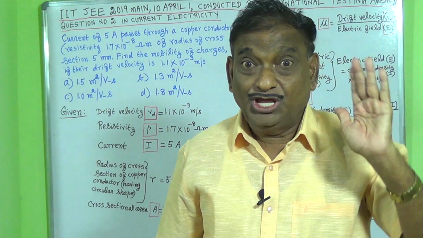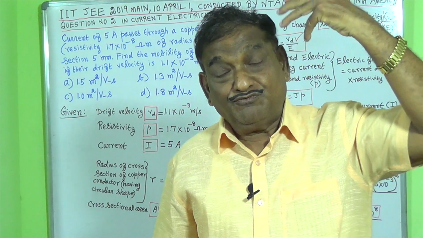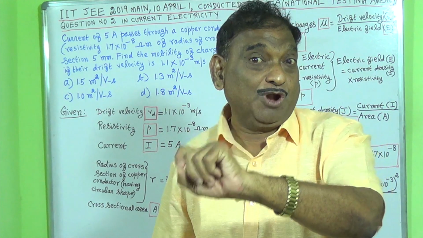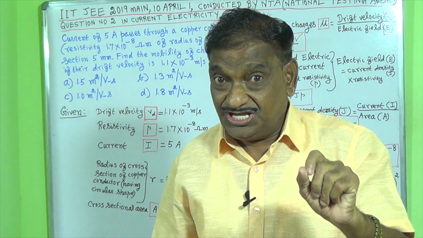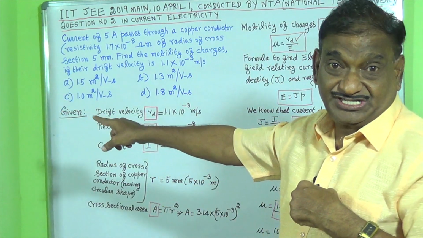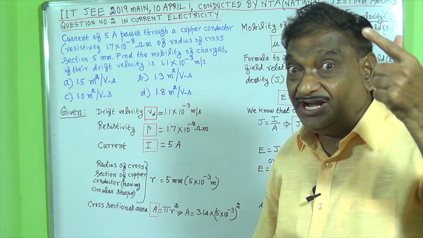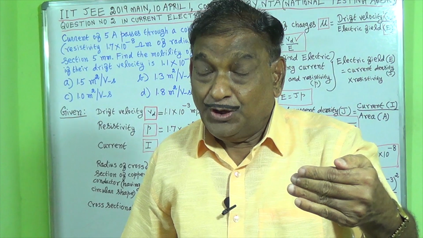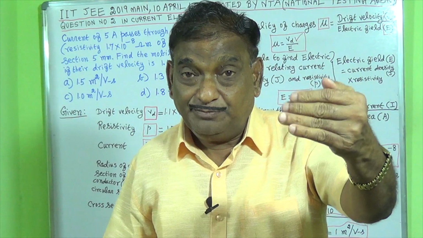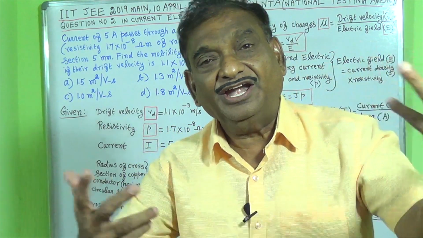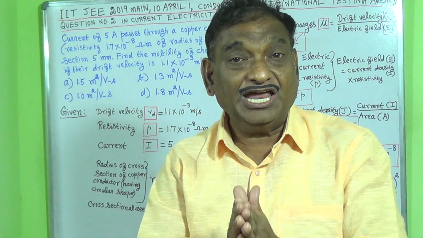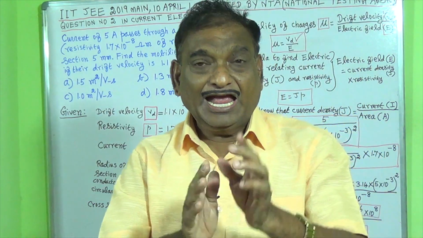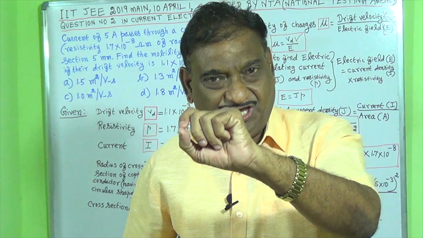Even though there are many formulae for the electric field, we are selecting this formula. The reason is the resistivity is given in the sum. We can find the current density, because the current and area we are having. If we divide the current by the area, we will get the current density. So we are selecting the formula for electric field as current density into resistivity.